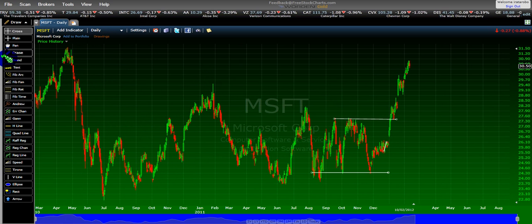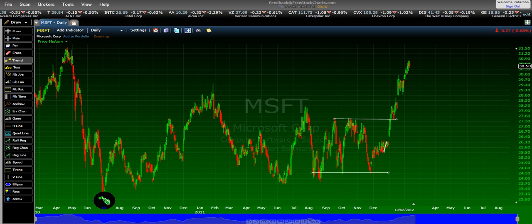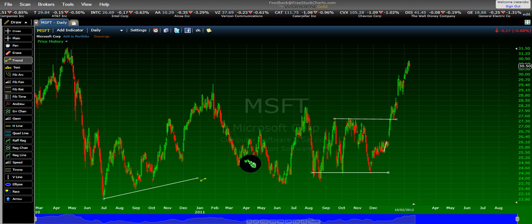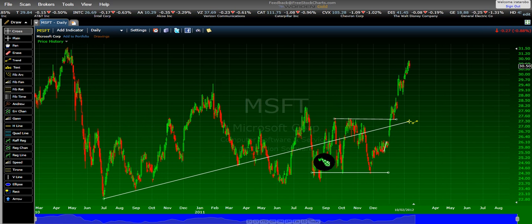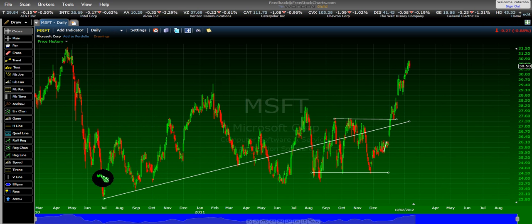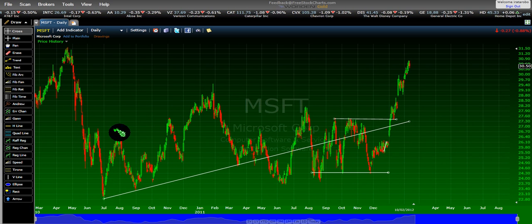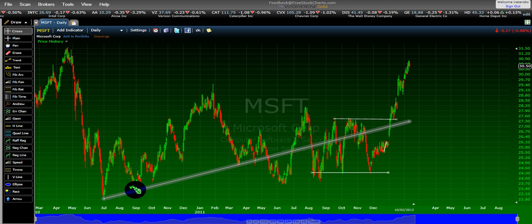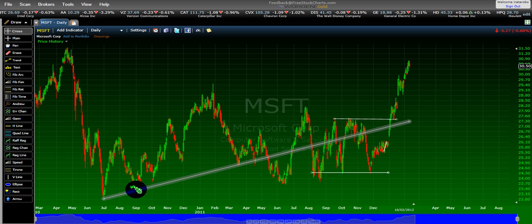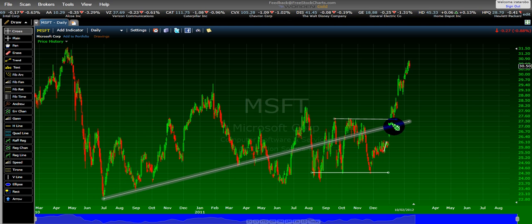We want to draw a bullish trend line. A bullish trend line is a trend line that joins a low and a higher low. So there was one here. Price came down fast to this level, price went up, and now we have a higher low here. This point and this point allow us to draw our bullish trend line. This is a bullish trend line.